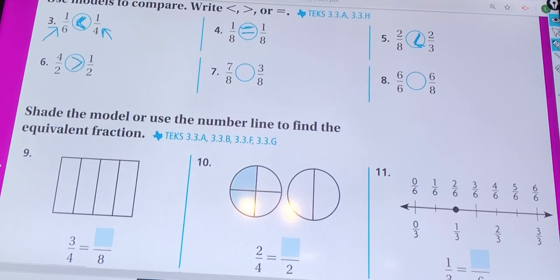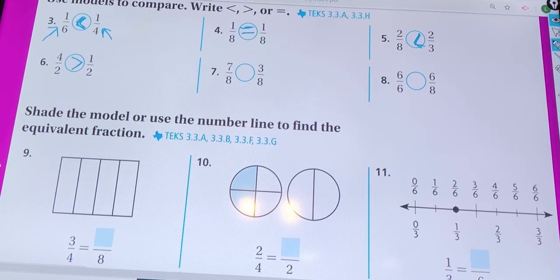So it's greater than. So 4/2 is greater than 1/2. Number 7, I have 7/8 and 3/8. Again, the denominator is the same, so the size of the pieces does not change. It's cut into 8 pieces. Only the number of pieces eaten or taken or shaded changes.